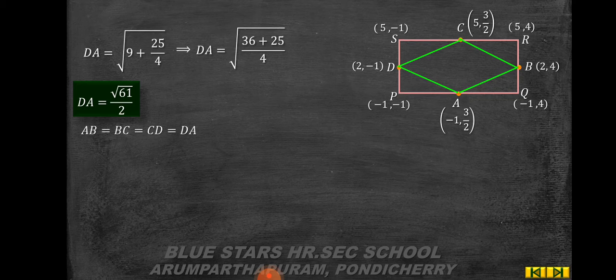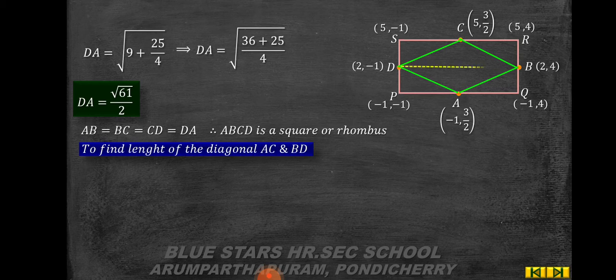Therefore AB is equal to BC is equal to CD is equal to DA is equal to root 61 by 2. Therefore ABCD is a square or rhombus. To find the length of the diagonals AC and BD: A point is -1, 3 by 2 and C is 5, 3 by 2. You just mark the points x1, y1, x2, y2.